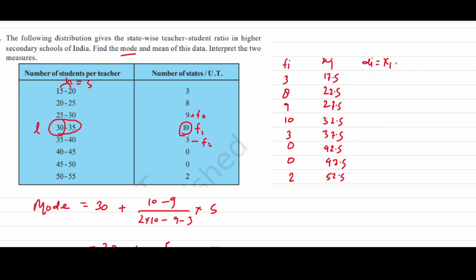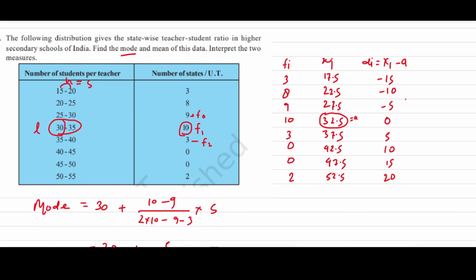Xi minus a. So we'll have to choose xi. A is the middle value, so we can just choose 32.5. So this is a. Now here put the value of, what will be the value of di? This will be minus 15, minus 10, minus 5, so this will be 0, and reverse it, 5, 10, 15, this will be 20. Now here we have got di.